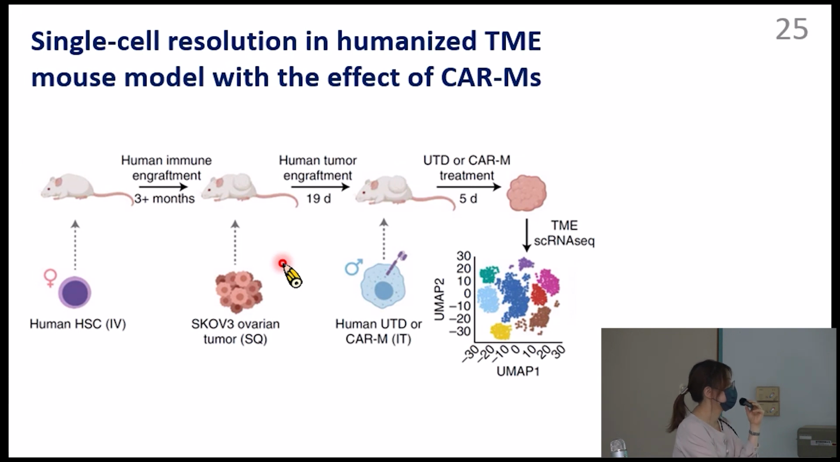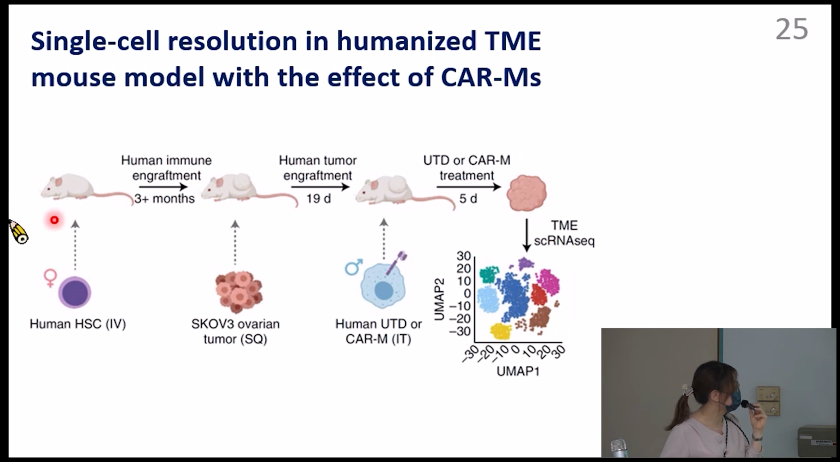And next, because they want to know not only just the CAR macrophage themselves can express some cytokine and do the phagocytosis to kill the tumor cell. They also hope the CAR macrophage can affect the whole tumor microenvironment immune system. So here they do a different model and use the model for single cell sequencing analysis. And how did they do this model?